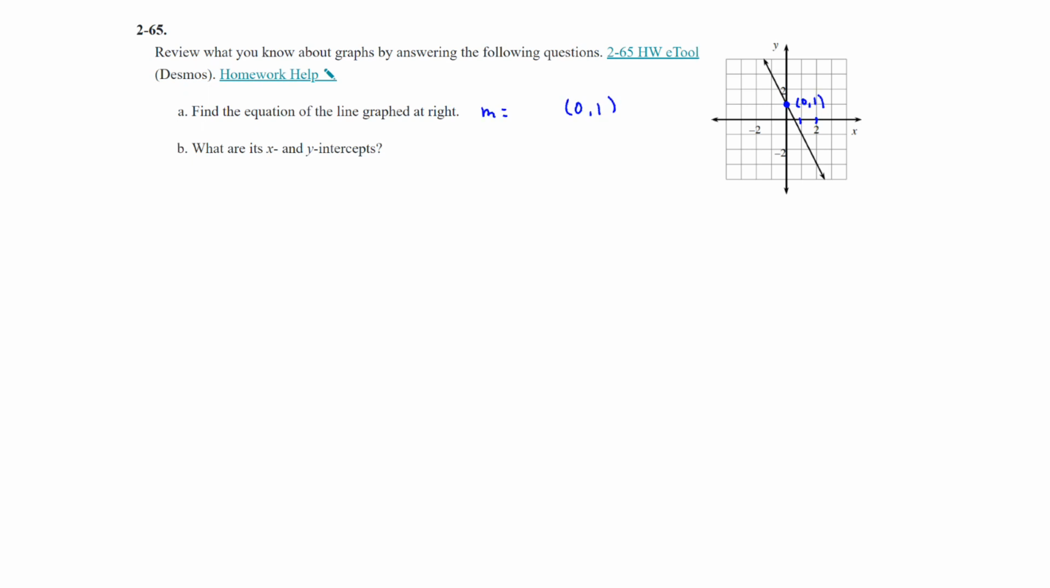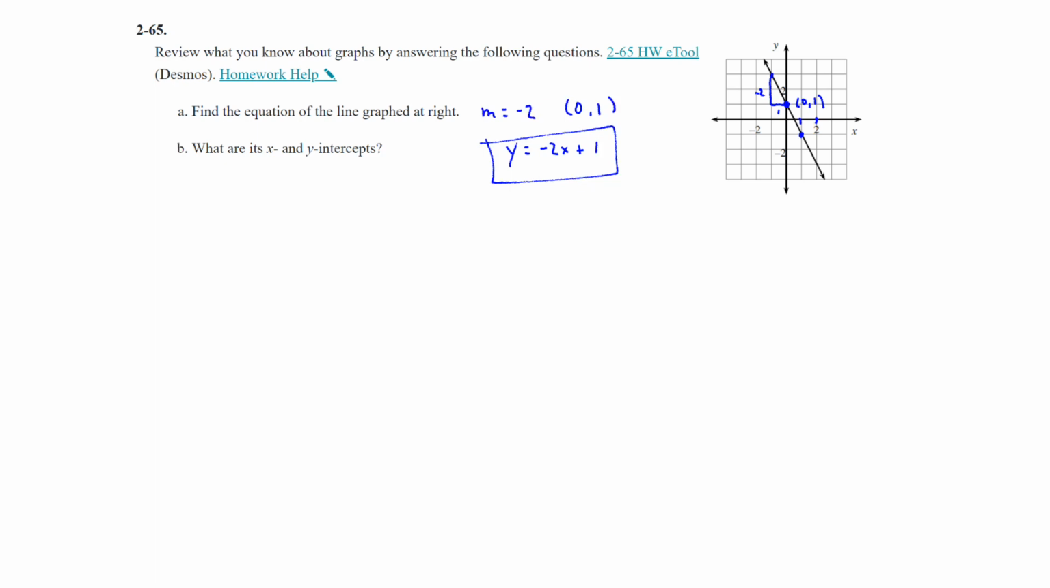And then what is the rate of change or the slope? We're going to draw in our slope triangle. That is down 2 and to the right 1, so that means our slope is negative 2, which means we have enough information to write the equation y equals negative 2x plus 1.